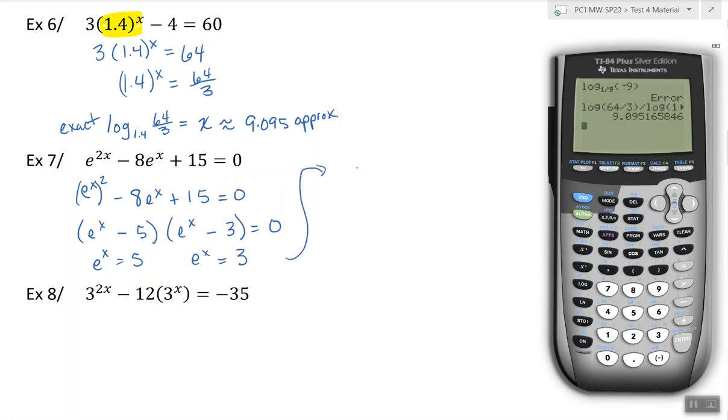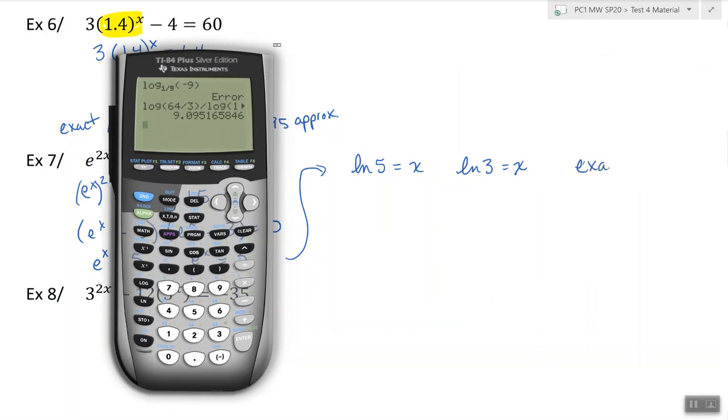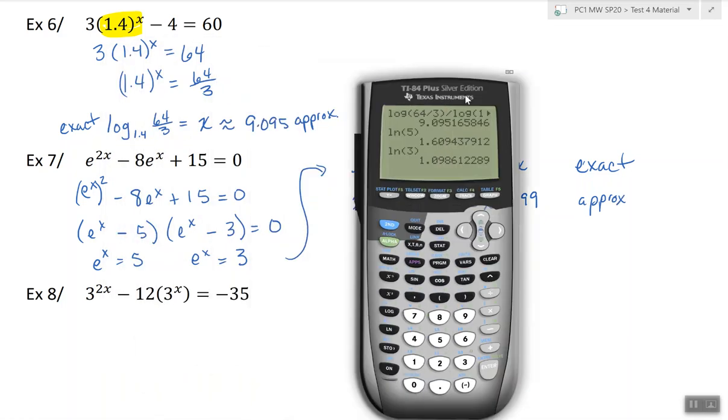Then I'm going to change to natural log form. The natural log of 5 equals x. The natural log of 3 equals x. Again, those are the exact answers. And to get our approximate answers, we simply put it into the calculator. x is approximately 1.609, and natural log of 3 is approximately 1.099. Those are approximate to the thousandths place.